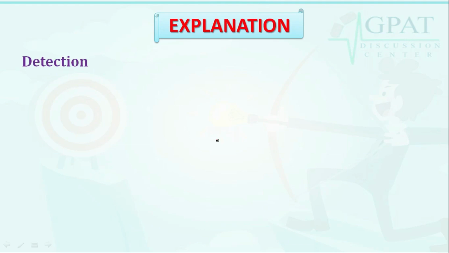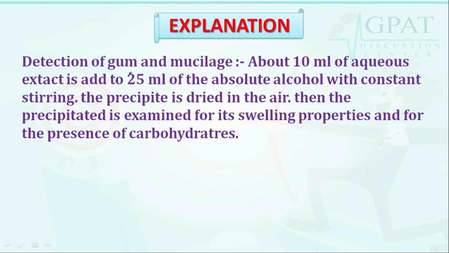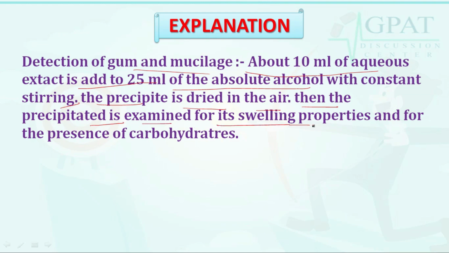Here we have the explanation: the detection of gum and mucilage is done by alcohol. About 10 ml of aqueous extract is added to 25 ml of absolute alcohol with constant stirring, and the precipitate is dried in the air. Then the precipitate is examined for its swelling properties and for the presence of carbohydrates. So students, alcohol is used for gums. Just try to note down alcohol.